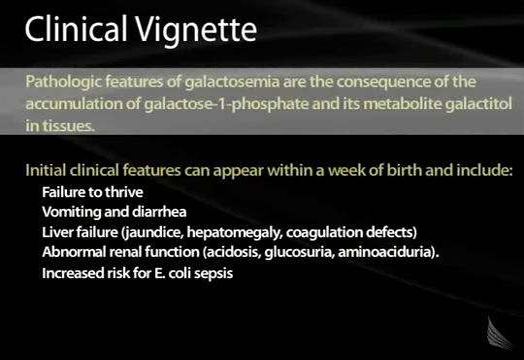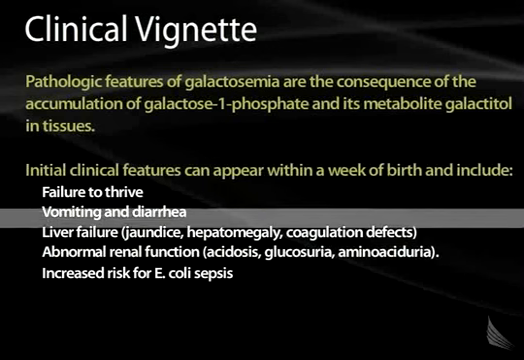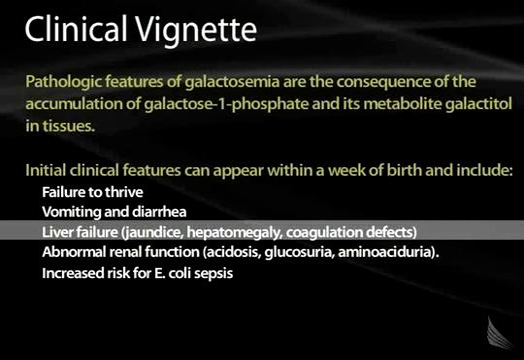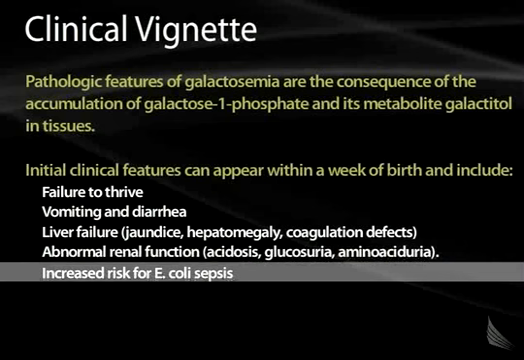What happens then, you can imagine, if you block this step, is an accumulation of galactose 1-phosphate. As it builds up, a lot of metabolites accumulate as well, for example, galactitol. The initial clinical features appear very early, within a week of birth, and this is because babies, of course, live on milk and have to be able to consume, absorb, and metabolize lactose. What you see initially is failure to thrive, vomiting and diarrhea, liver failure, which causes jaundice, hepatomegaly, and the coagulation defects that we described, abnormal renal function, including acidosis, glucosuria, and aminoaciduria, and an increased risk for E. coli sepsis.